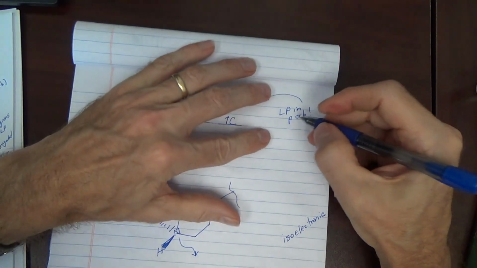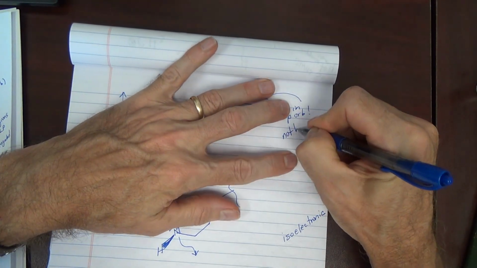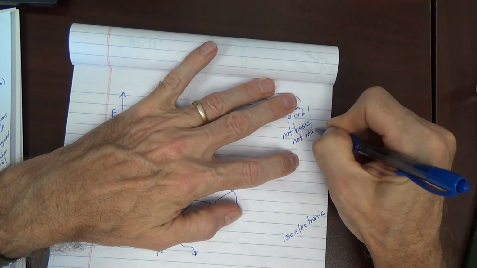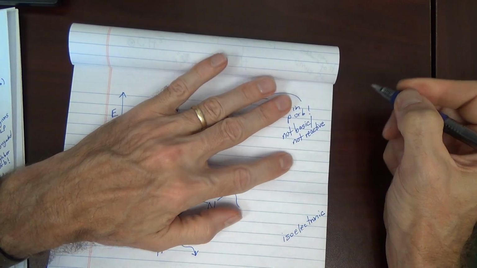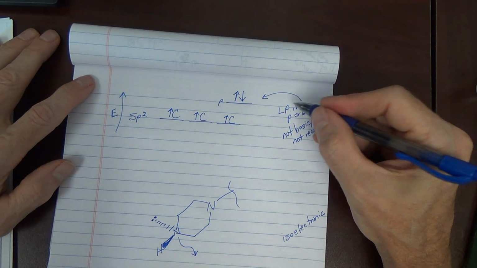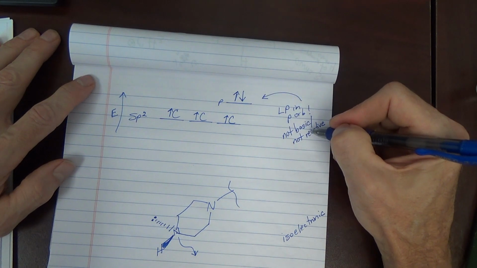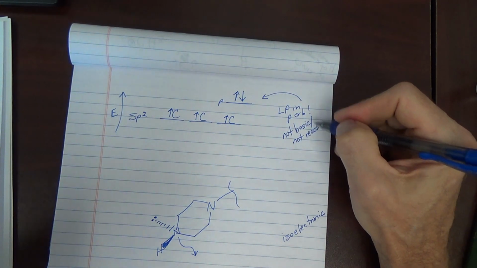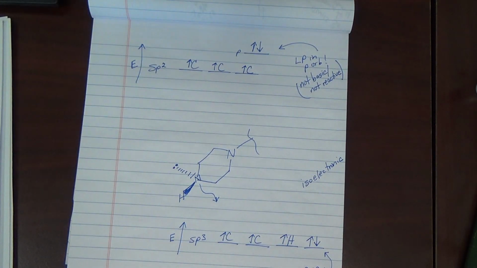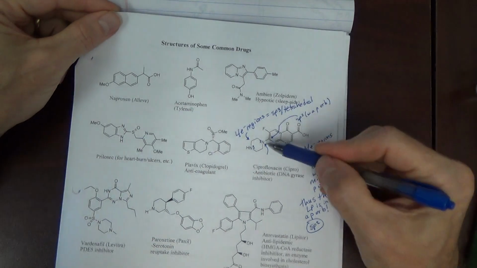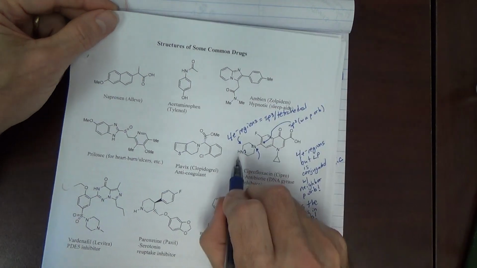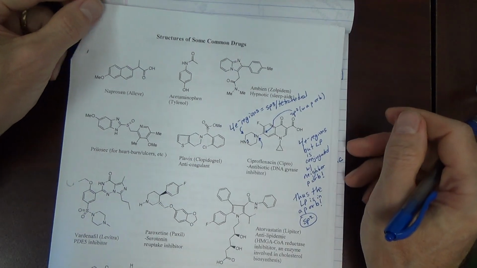Lone pairs that are in p orbitals are typically not basic and not reactive. Now that's a simplified statement. We will see exceptions to this. So in some cases the lone pair may be slightly basic for some other reasons. I'm giving you a take-home message here. You should certainly know, if looking at this ring, and if you were asked which of these 2 nitrogens is basic, you would know it's the one on the left if you understand hybridization.